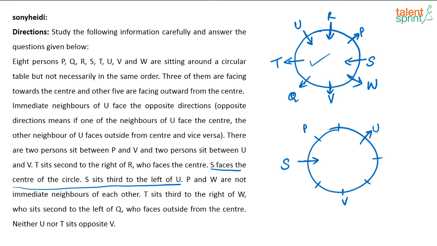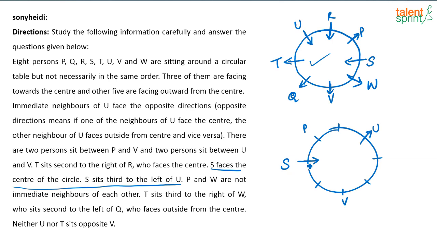If this is correct, then what does that mean? This has to go wrong. And it is also given here, neither U or T sits opposite to V, that is also satisfied. So basically all the conditions seem to be satisfied in the first case. Now let us see where the second case is going wrong. The second case has to go wrong somewhere.